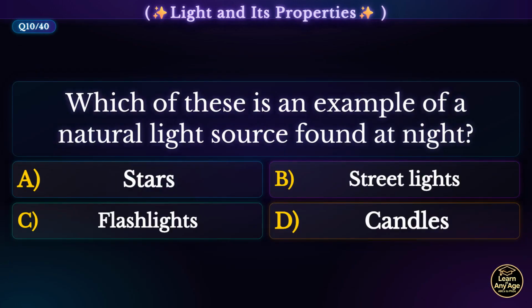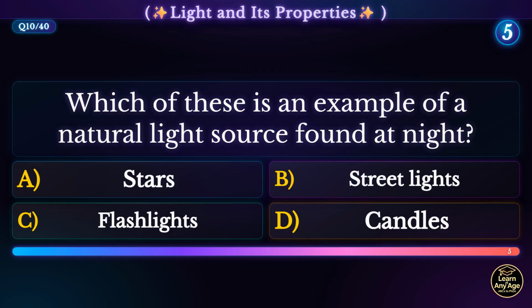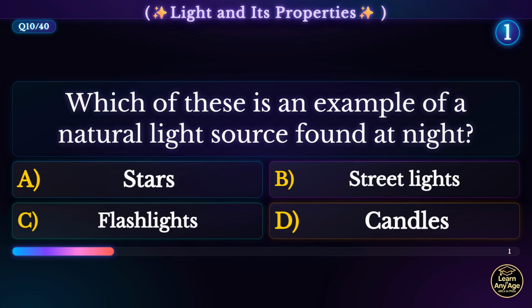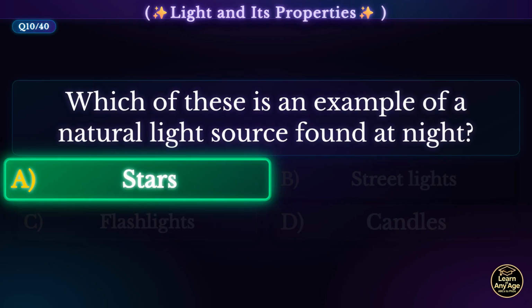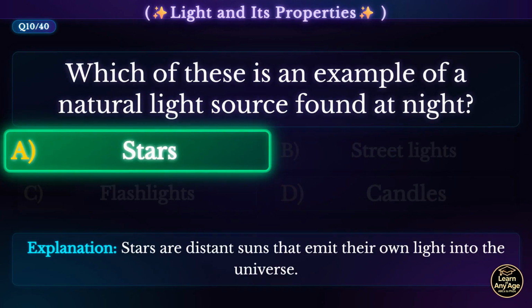Which of these is an example of a natural light source found at night? Stars. Street lights. Flashlights. Candles. Stars. Stars are distant suns that emit their own light into the universe.